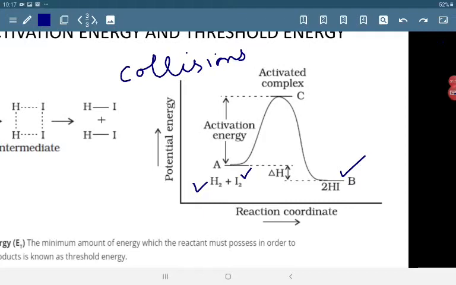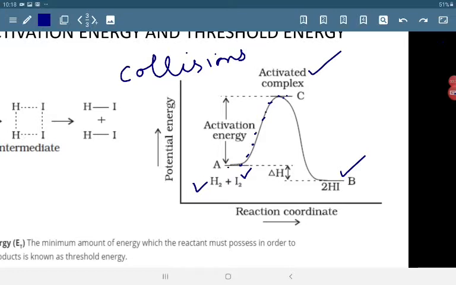Now suppose we give some energy to these reactant molecules. Now how can we give energy to reactant molecules? By heating, by increasing the temperature. So when the temperature is increased, the reactant molecules gain energy and the energy goes on increasing as is shown by this graph A to C. A to C the energy is increasing, and here at C the energy of the reactant molecules becomes equal to this threshold value, and here activated complex is formed.